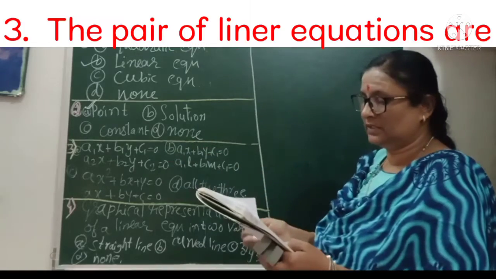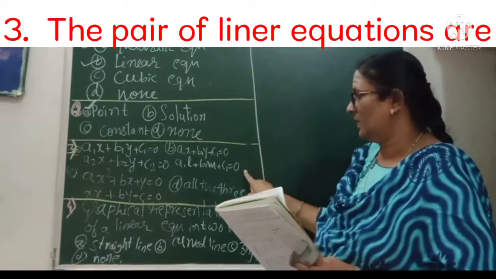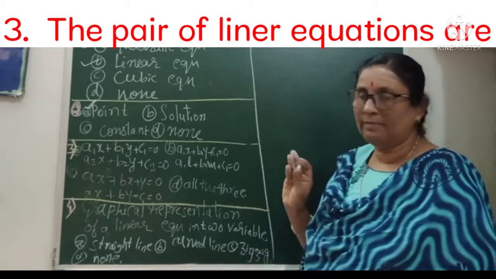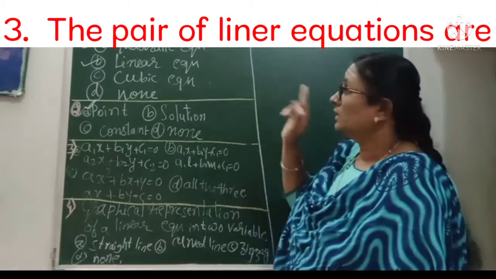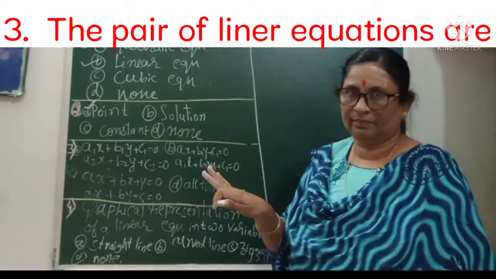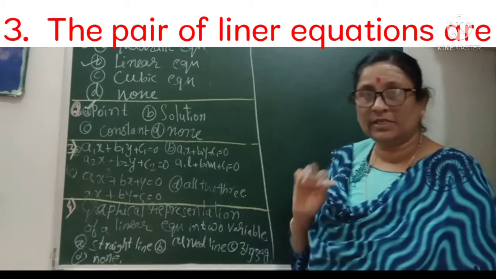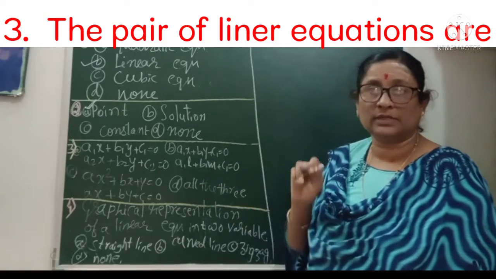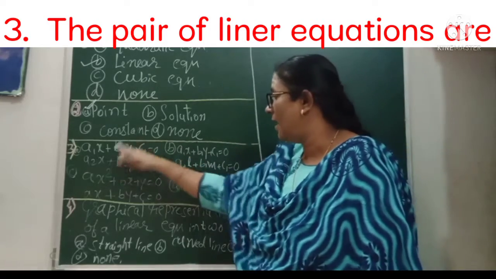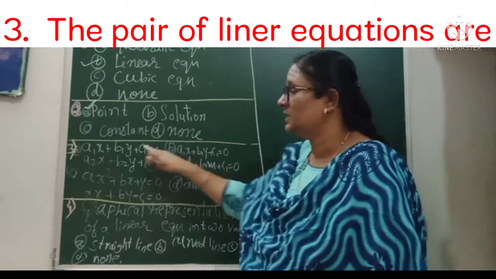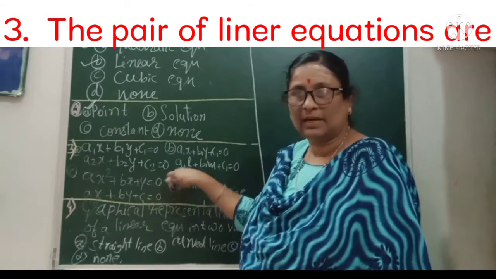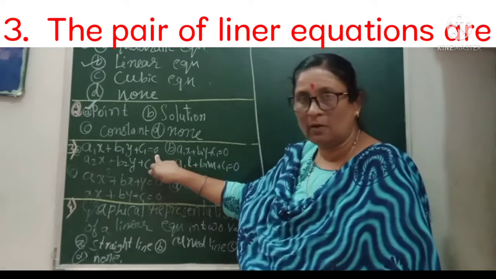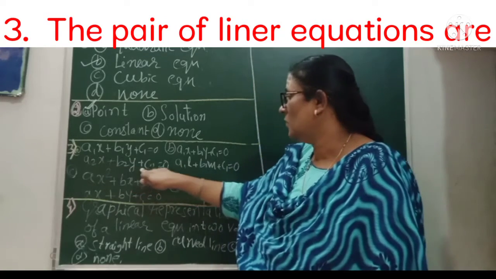Now look at this third one. It is very interesting, and I have seen students make mistakes here. So look at this question. The pair of linear equations are, okay, a pair of linear equations. A linear equation is different. A pair of linear equations means you are given two equations, and they have to satisfy some condition. I have written these three types where students make mistakes. You will be given something like this: a1x plus b1y plus c1 equal to 0, and a2x plus b2y plus c2 is equal to 0.